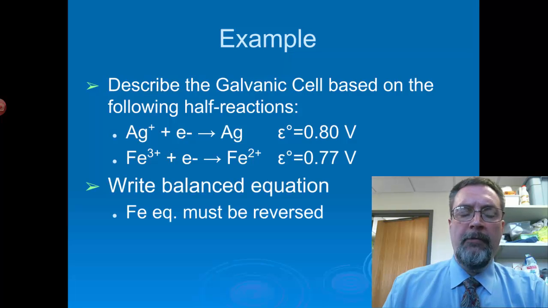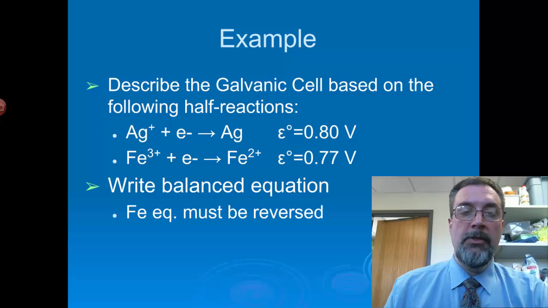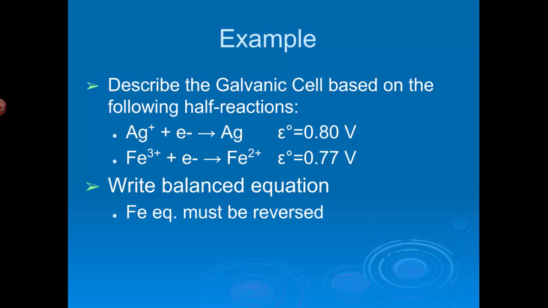So I know I have to reverse the Fe3 plus to Fe2 plus because if I reverse the other one, I'll have a negative value when I add those two together. So if I reverse the first one, I'll still have a positive value. So the iron equation must be, instead of Fe3 plus plus an electron going to Fe2 plus, it must be the other way around. Okay, so I put them into my new equation. It means silver ions and iron 2 ions are reacting to produce silver metal and iron 3. My E cell is the sum of them. It's just 0.03 volts. It's not a lot of force there, not a lot of work I can do with this, but there it is.